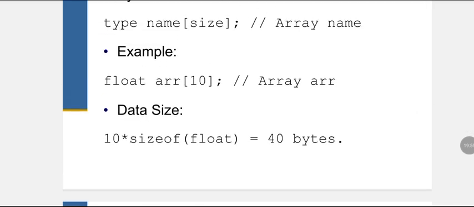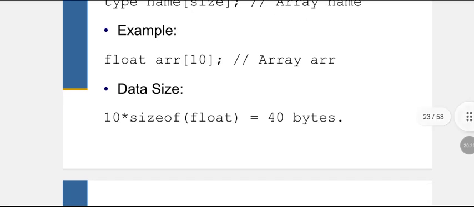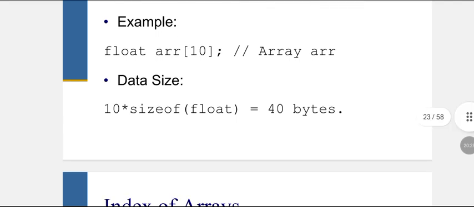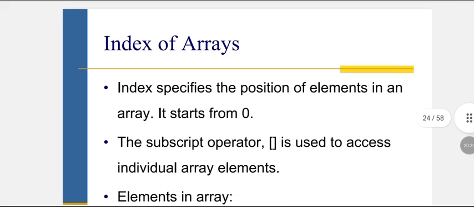Then you can see we have 10 asterisk, the sizeof, then we have the data type over there. So like I said earlier, the data type will show you the size of that data type. So you can see it equals 40 bytes. So that's the size of that data type multiplied by 10. It means the size of that data type was 4, now it is multiplied by 10, and that gives you 40.